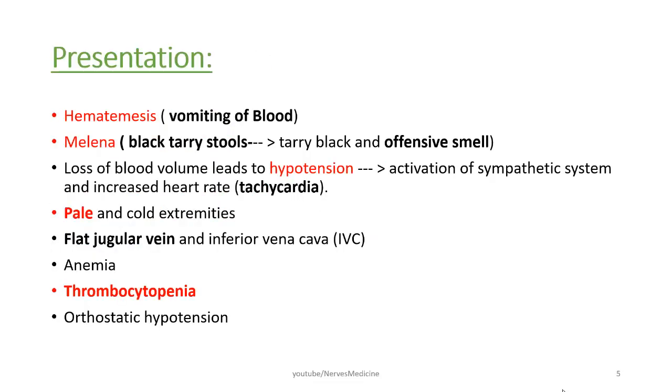Presentation. The patient will present with hematemesis and melena. Melena is black tarry stool with an offensive smell. Loss of blood volume leads to hypotension, which leads to activation of the sympathetic system and increased heart rate. The patient will be pale with cold extremities, flat jugular veins and IVC, anemia, thrombocytopenia, and orthostatic hypotension.